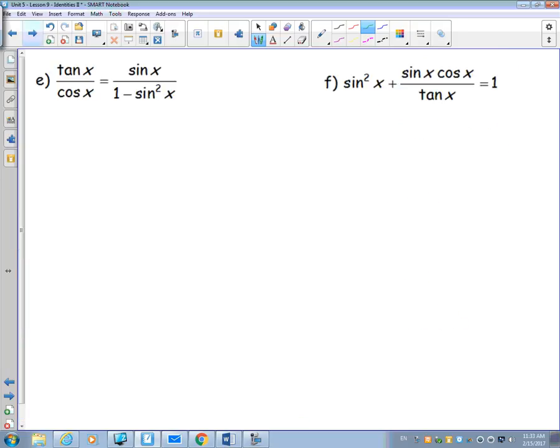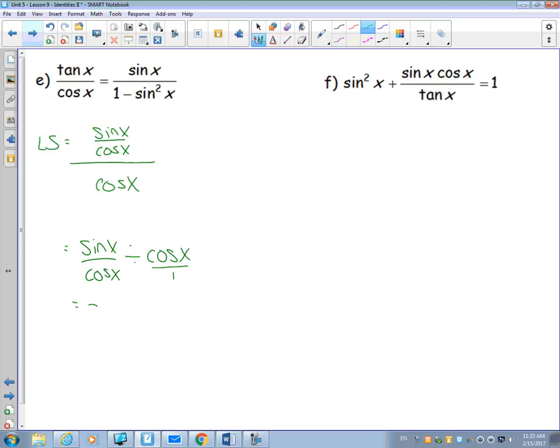Now try some more. Which side's messy? Well, the left side's got some tans in it. I can fix tans. Tan is sine over cos, over cos. Now, we don't like fractions divided like that, so let's fix the format. It's sine over cos divided by cos. How do we divide fractions? We take the second one, we write the reciprocal, so it's 1 over cos now, and we turn it into multiplying.